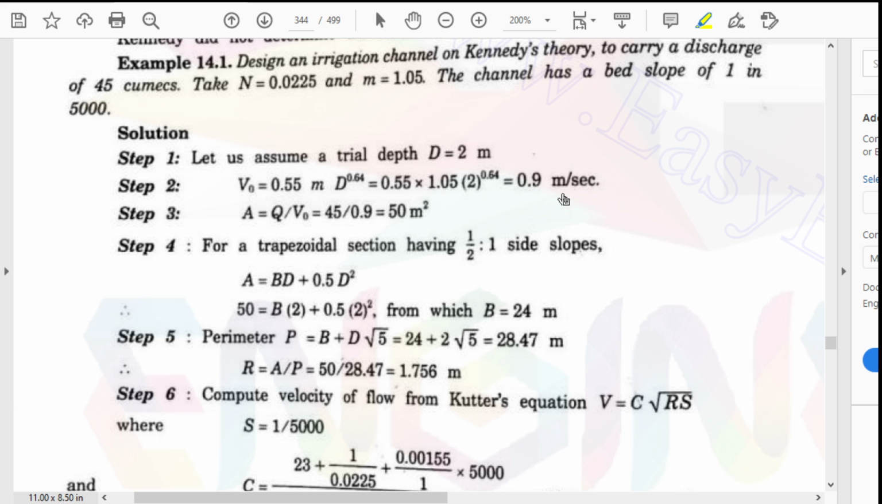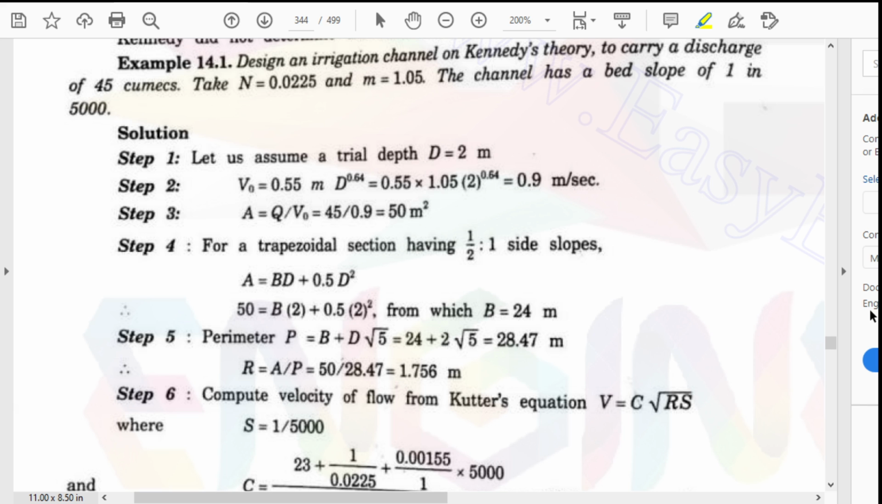The third step is to find the area of cross section by using the continuity equation. The continuity equation is Q equals area into velocity. The velocity we have already found, and the Q value is known to us, that is 45 Q max. So substitute it in the continuity equation: area will become discharge upon velocity. Discharge is 45, velocity is 0.9, which equals 50 meters square. So 50 meters square will be your area.